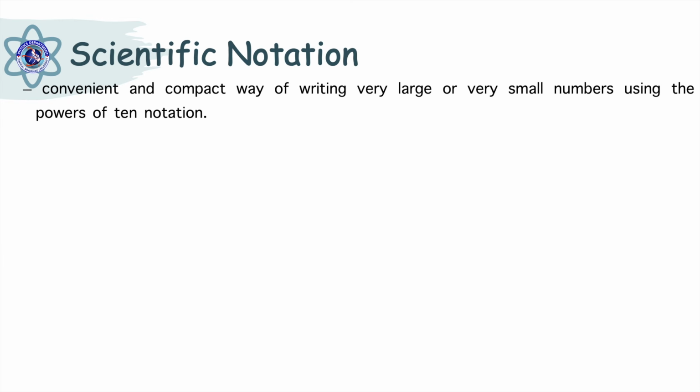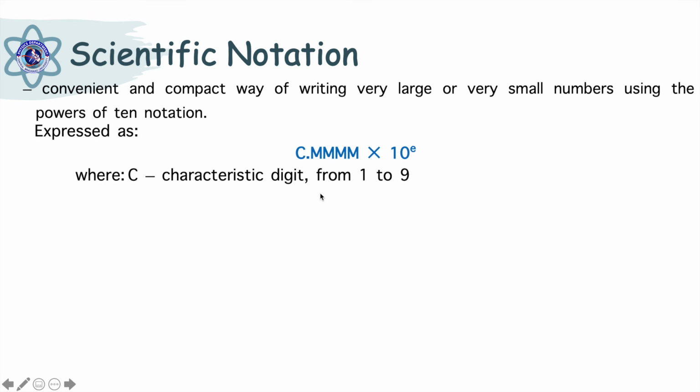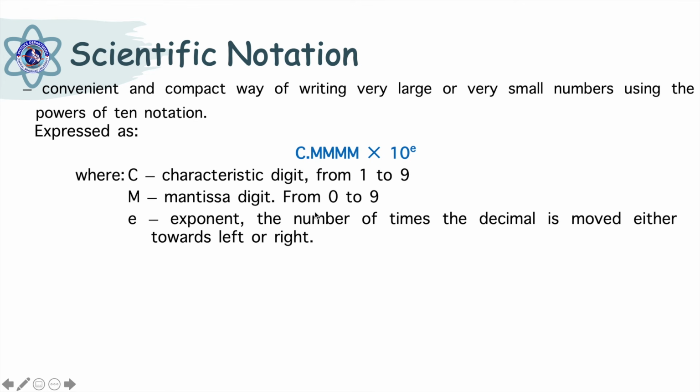We also have some sort of review here. Take note that scientific notation is another convenient way of writing very large numbers or very small numbers using the powers of 10 notation. So it is expressed into this form where C is the characteristic digit, it's from 1 to 9, while M is the mantissa digit, it's from 0 to 9, while E is the exponent, it is the number of times the decimal is moved either towards left or right.